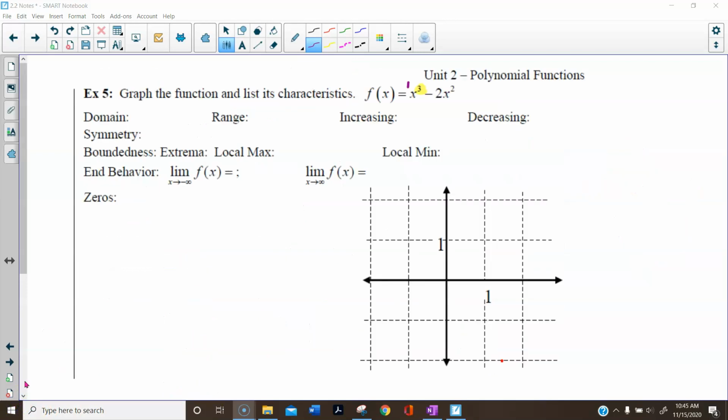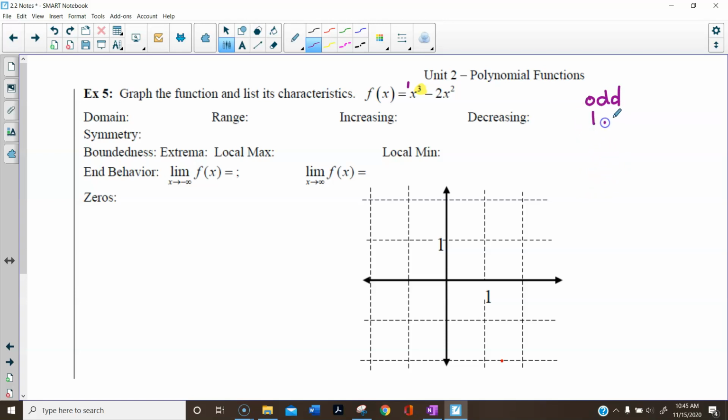All right, let's try one more of these. So this graph is not in factored form, but we can still do a sketch of it. So looking at this, the first thing we're always going to do is look at the degree. The degree is this 3, and so we have an odd degree, which means one side will be up and one side will be down on the ends.